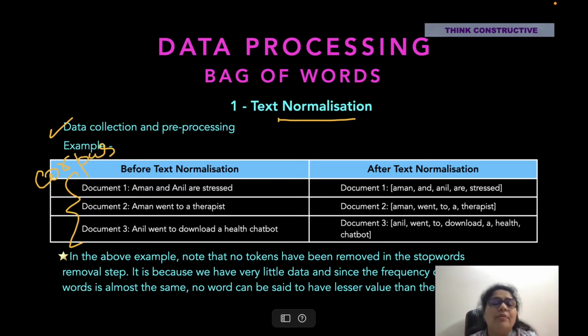So all 3 are forming a corpus. So I have 3 documents for my example here: 1, 2, 3. All right. So document 1: Aman and Anil are stressed.